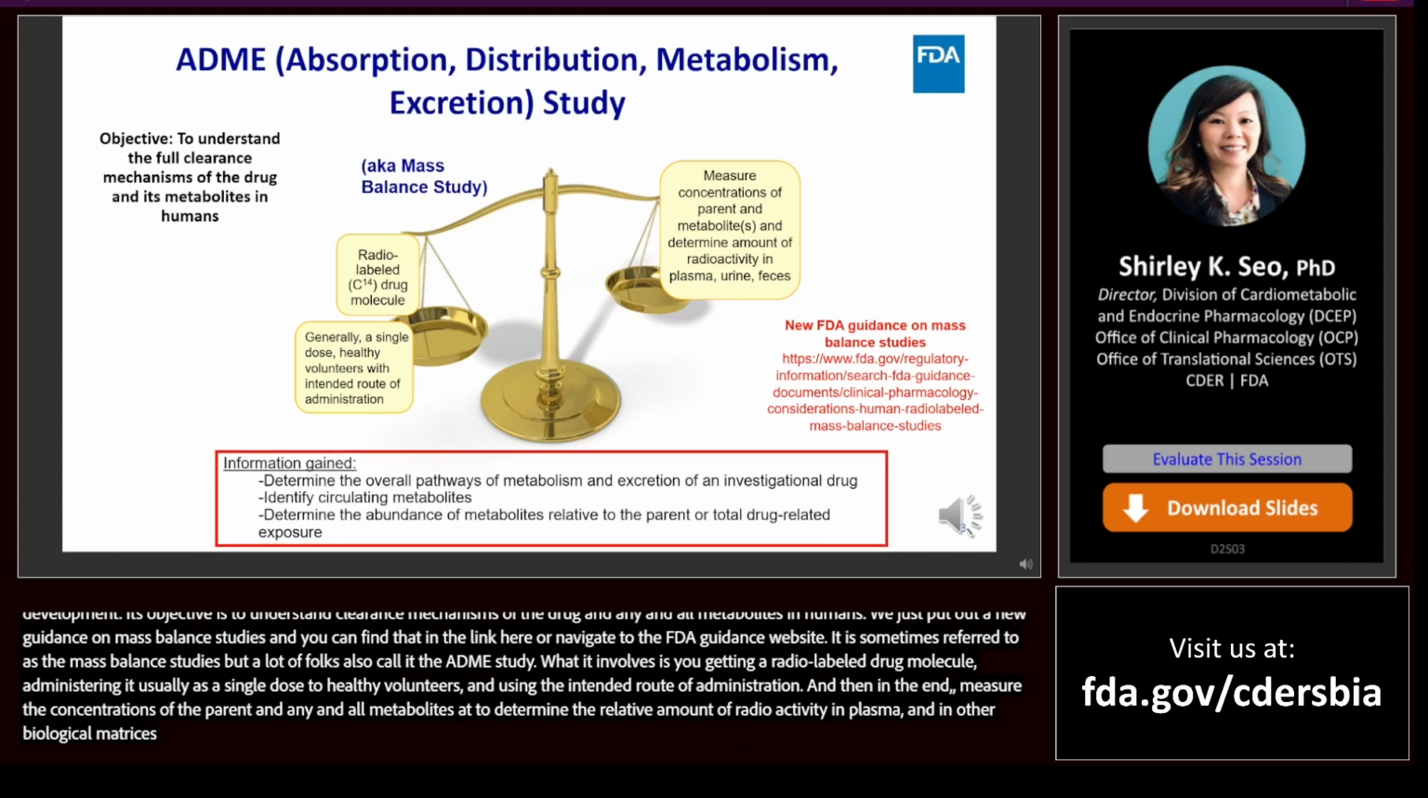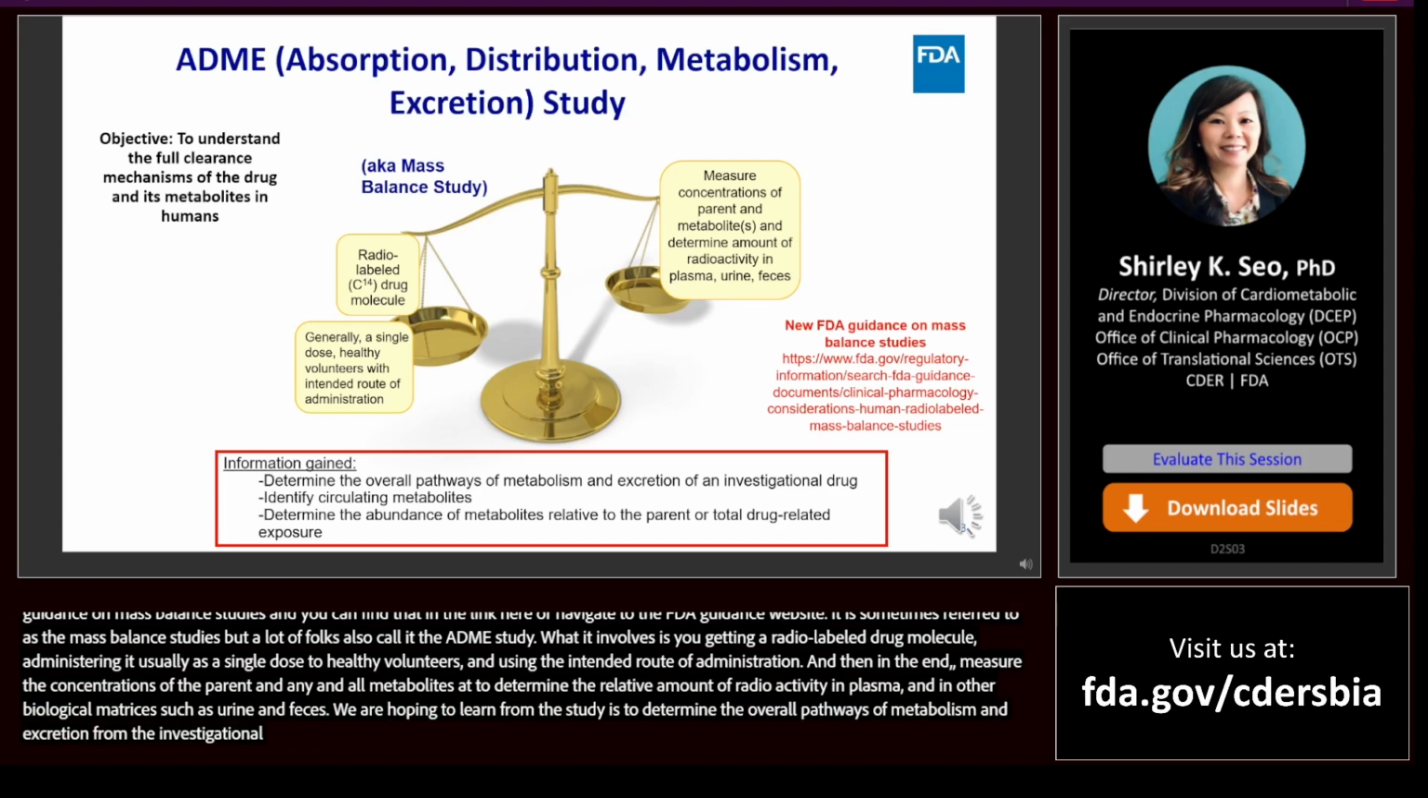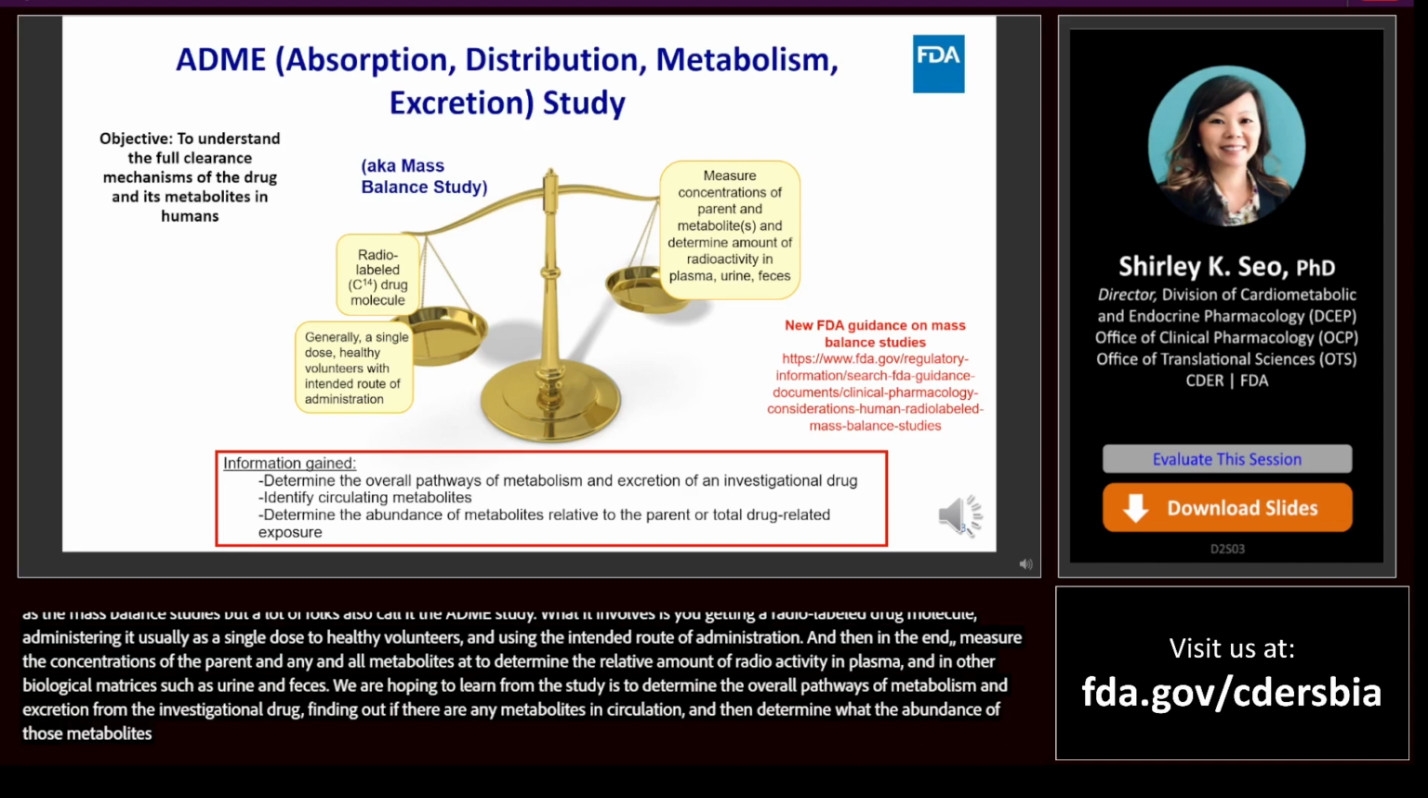What we're hoping to learn from this study is to determine the overall pathways of metabolism and excretion for the investigational drug, finding out if there are any metabolites in circulation, and then determine what the abundance of those metabolites are relative to either the parent drug or total drug-related exposure.